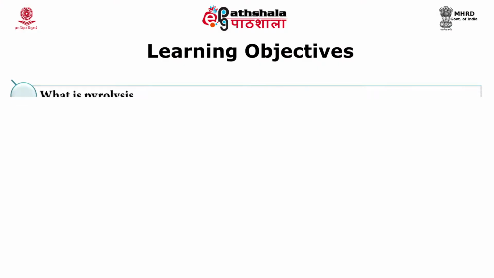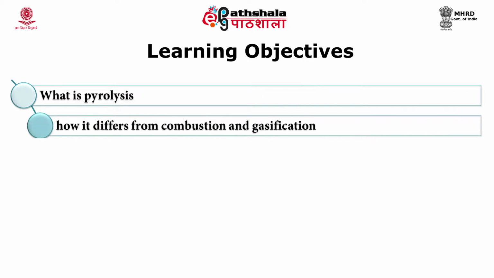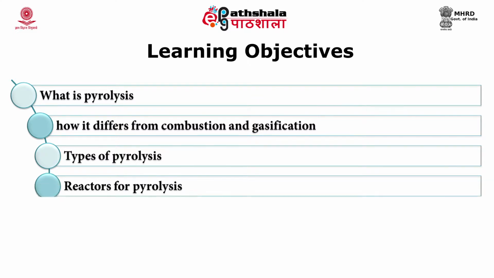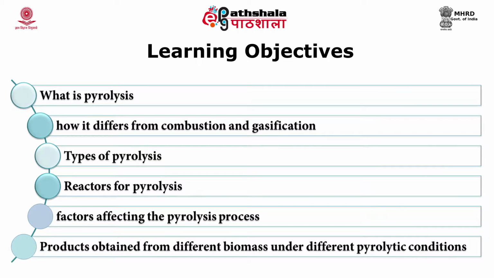In this module, we will be discussing the pyrolysis process, how pyrolysis differs from combustion and gasification, what the properties of bio-oil, which is the main product of pyrolysis, are, how the bio-oil quality varies, and what the different types of pyrolysis are. We will also see the different types of pyrolytic reactors or pyrolyzers, the factors affecting pyrolysis, and the merits and demerits of bio-oil production.